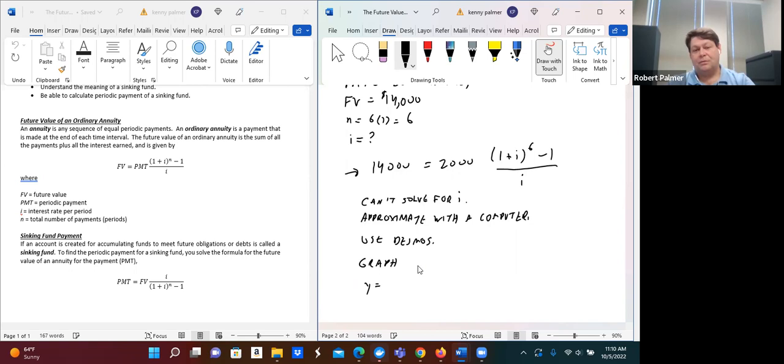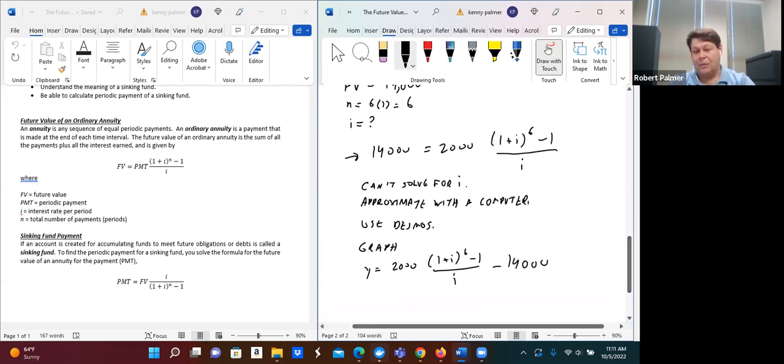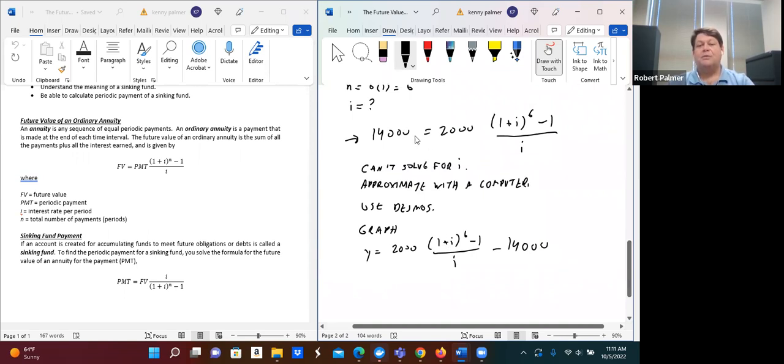y equals basically this. So 2,000 times (1 plus I to the 6 minus 1) over I minus 14,000. Okay. Now, essentially, if you solve this, subtracting 14,000 from both sides, you get this. And so what we're going to do then is find out where this is 0. Okay. So if you subtracted that, you have this equal to 0. So I'm going to find out where this is 0.